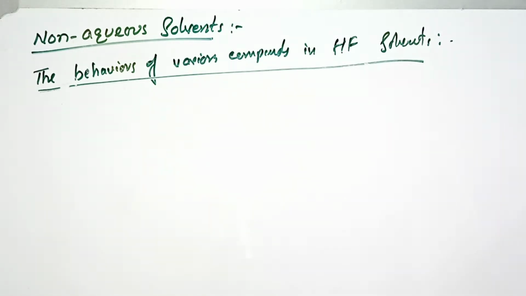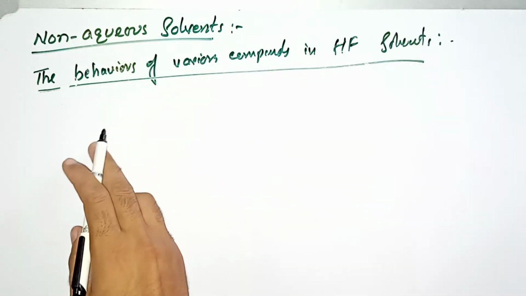Let's start the topic. If you remember, in the previous lecture I explained liquid HF and the auto-ionization of liquid HF. But in today's lecture I will discuss the behavior of various compounds in HF solvent, various inorganic compounds like sulfuric acid, acetic acid, nitric acid, and perchloric acid. What will be the effect of these acids on the HF solvent? So let's start the topic.